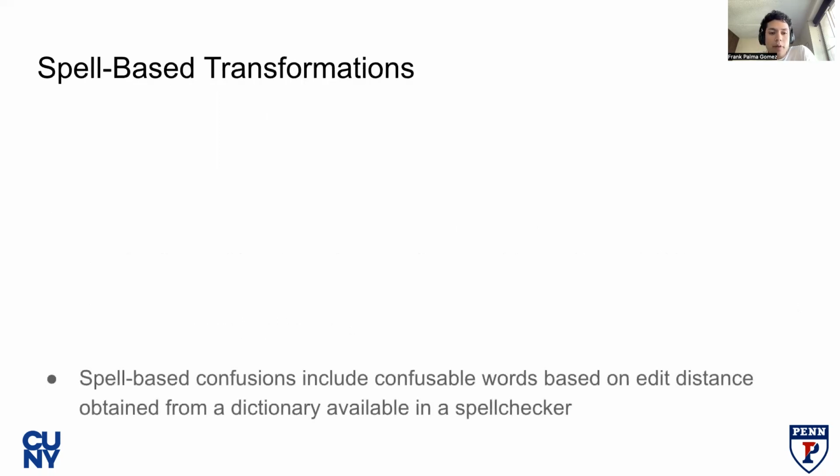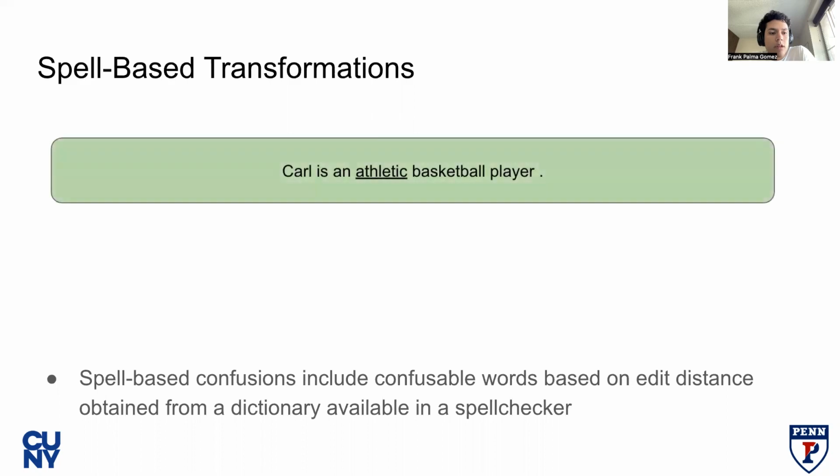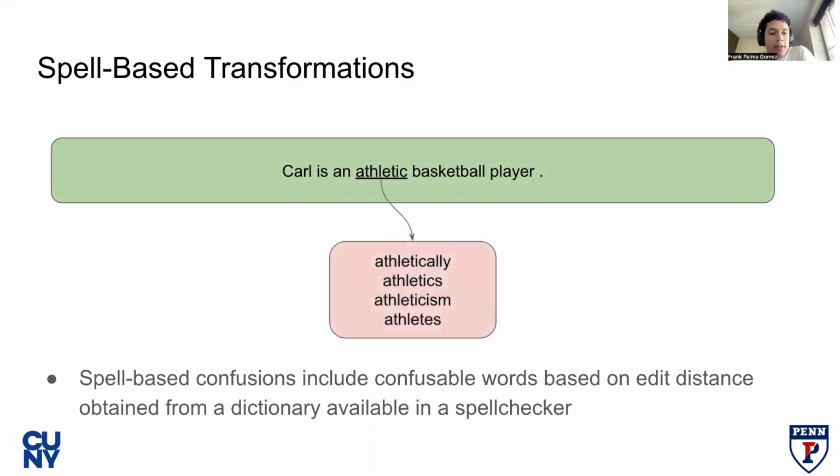For spell-based transformations, we replace words in a sentence with other words that are commonly confused based on edit distance, obtained from a dictionary available in a spell checker. In the example, in the sentence, Carl is an athletic basketball player, the word athletic can be replaced with athletics, athletically, etc. to create a synthetic grammatical error.